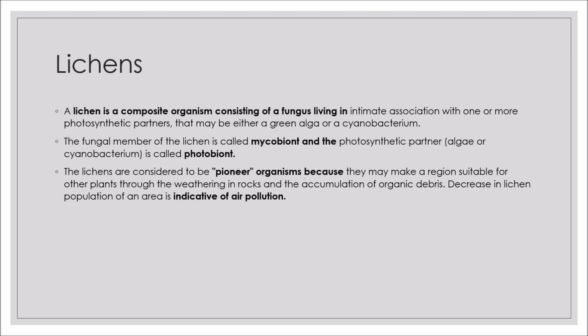And the lichens are considered to be pioneer organisms because they make a region suitable for other plants also, on weathering rocks or accumulated organic debris. A decrease in lichen population indicates that air pollution is high.